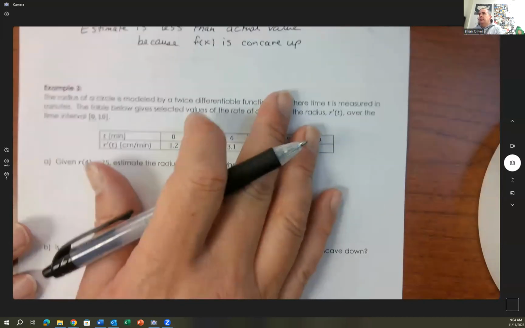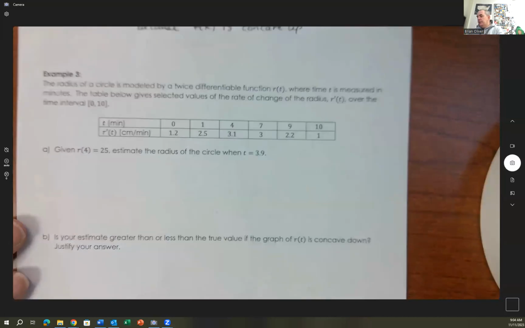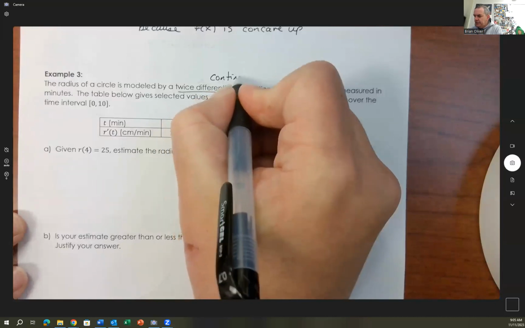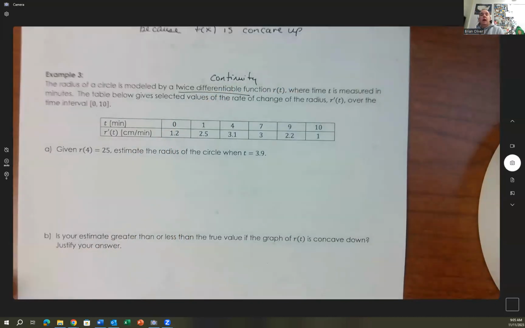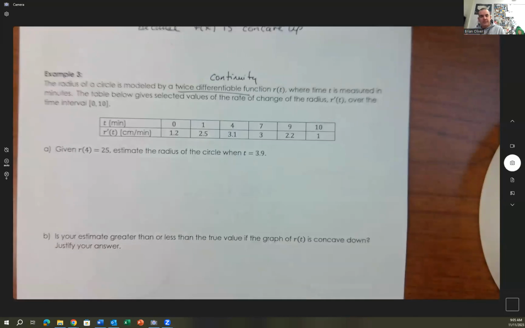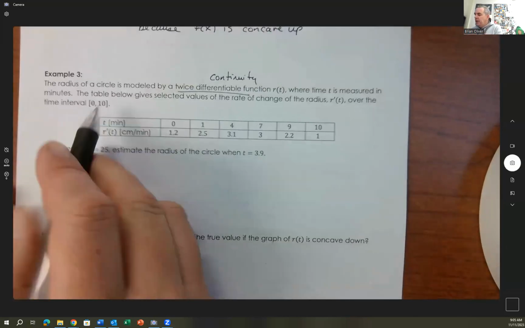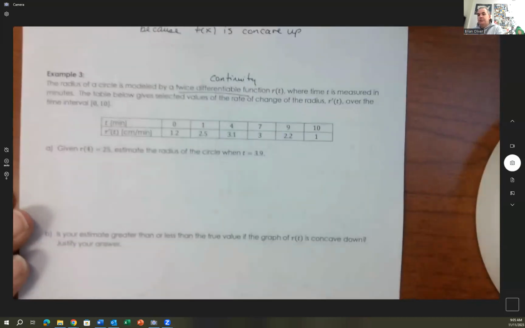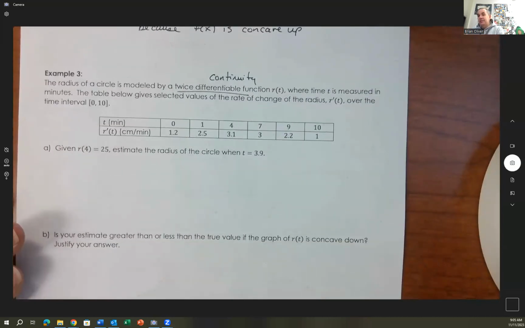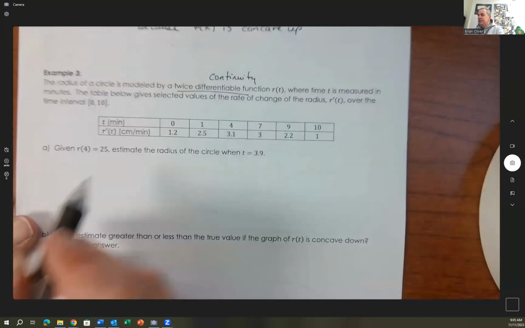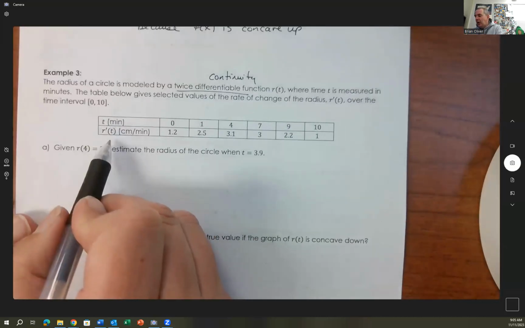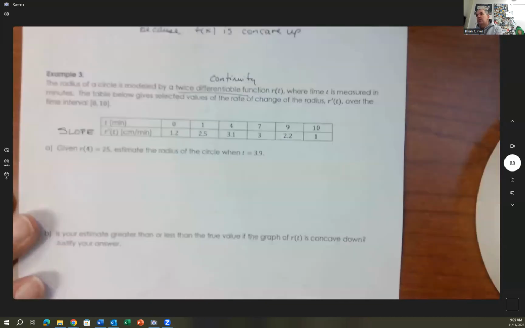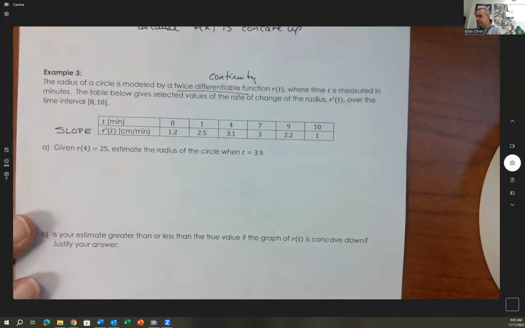Next one, example 3: the radius of a circle is modeled by a twice differentiable function. Twice differentiable implies continuity. We're going to talk more about that later, but that's kind of an indicator for me. We have time measured and radius measured. Pay attention to the table, because the table is not x and y. The table is t and r prime of t. This entire row are slopes. Every one of those numbers is a slope.